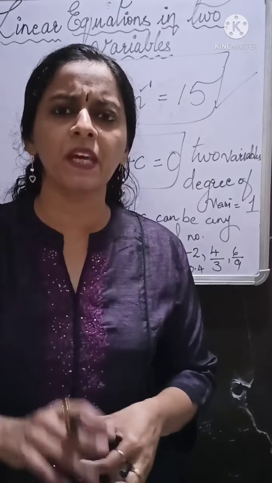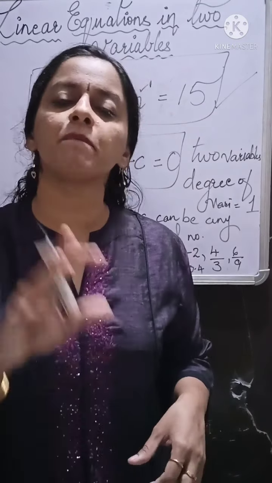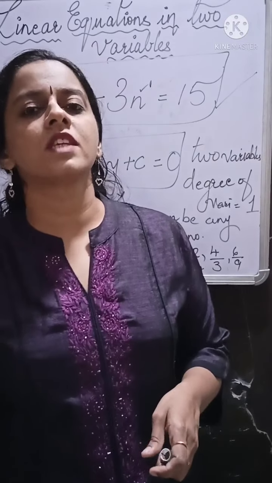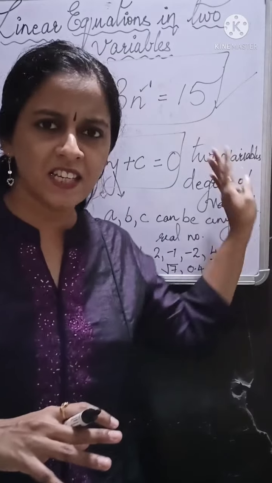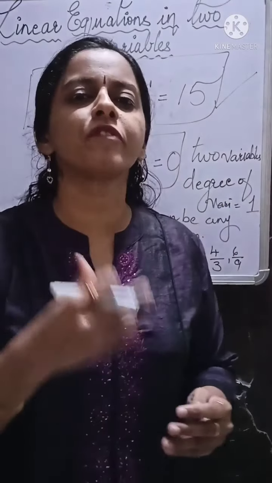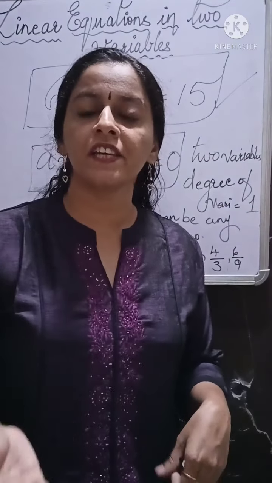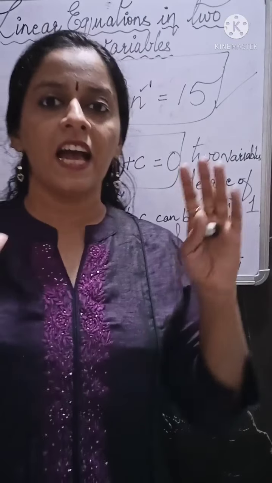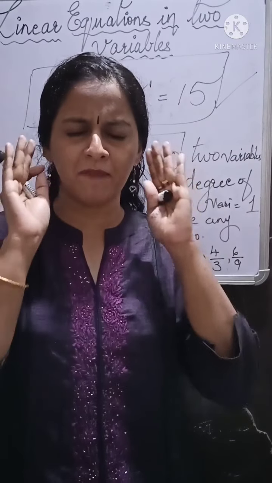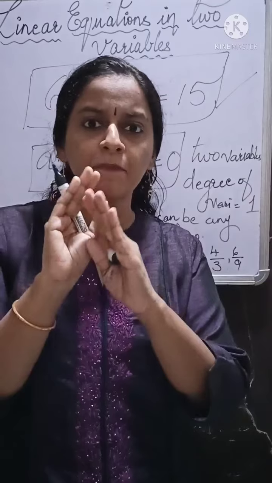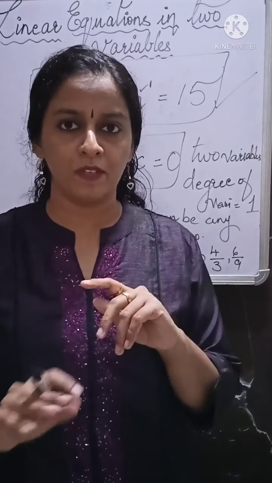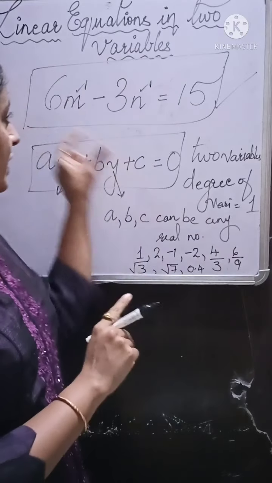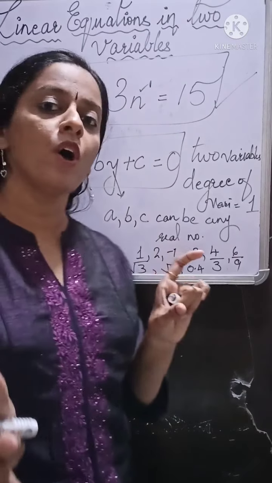Repeat the general form with me. ax plus by plus c is equal to 0. This is the general form. Now considering the general form, I will give you a few more examples of linear equations in two variables. By looking at those examples, I am very sure that you will get the concept very clear. What are linear equations in two variables? You have to copy everything that is mentioned here in your book.